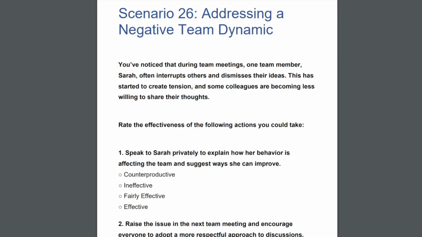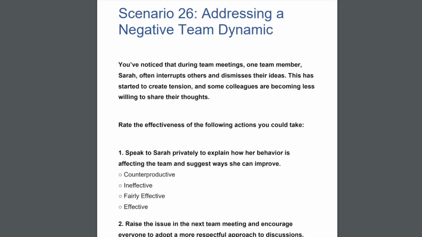And this scenario is titled Addressing a Negative Team Dynamic. And the scenario description goes: you've noticed that during team meetings, one team member, Sarah, often interrupts others and dismisses their ideas. This has started to create tension, and some colleagues are becoming less willing to share their thoughts. Your task is to rate the effectiveness of the following actions that you could take.